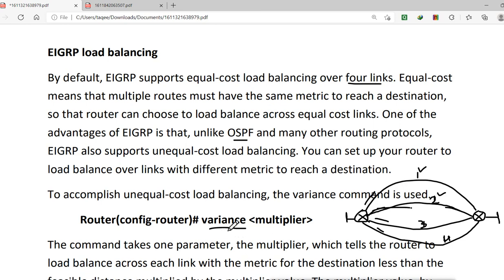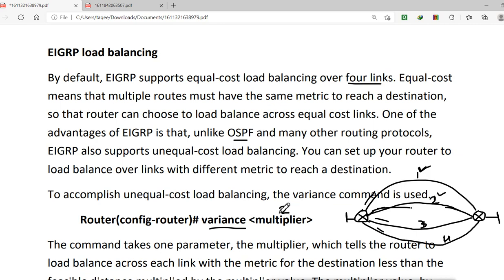Change the variance. By default the variance is 1, so it always uses the same path as the other path. But when I change the variance value, let's say to 2, it will use the path, and it is a multiplier. It is not like any number you give as a multiplier. So multiplier 2 means what? It will use the best path and double the best path.